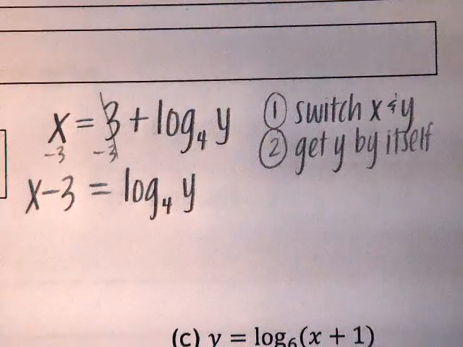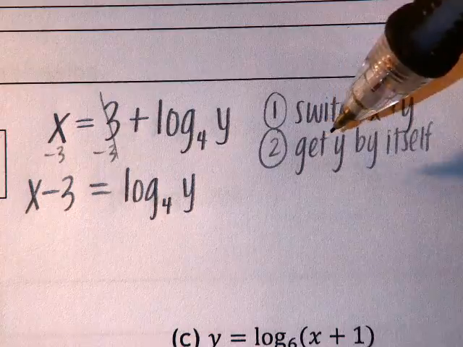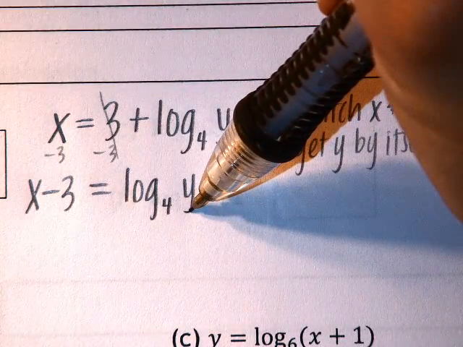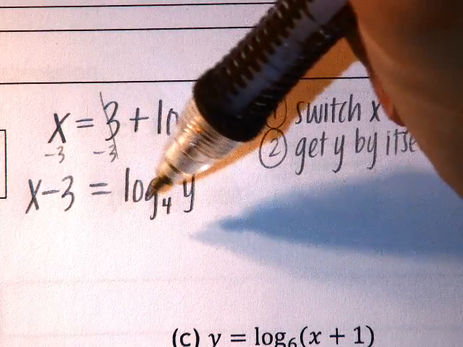So that means I'll have x minus 3 equals, now the 3's are canceled out, log base 4 of y. Now I want to refocus on my goal. I want to get y by itself. And I'm looking at y saying to myself, wait, how do I get y by itself? That means I have to get rid of the log.